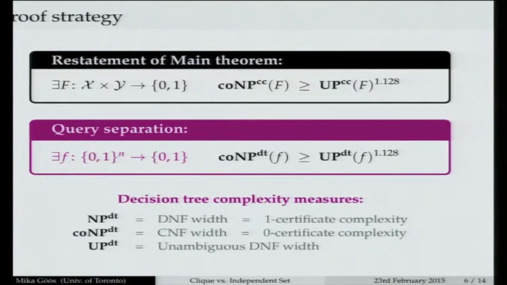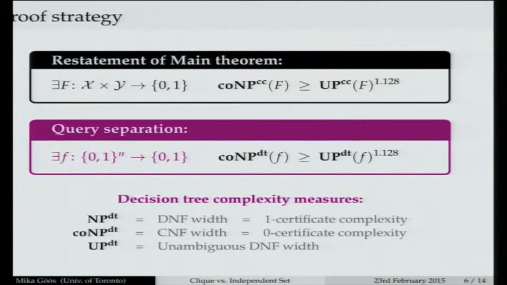Well, non-deterministic decision trees are nothing but collections of certificates for the function, one certificates. So partial assignments to the input that force the function to be one. So really, a non-deterministic decision tree is essentially just a DNF. It's a disjunction over conjunctions. And the complexity measure is then just the DNF width.